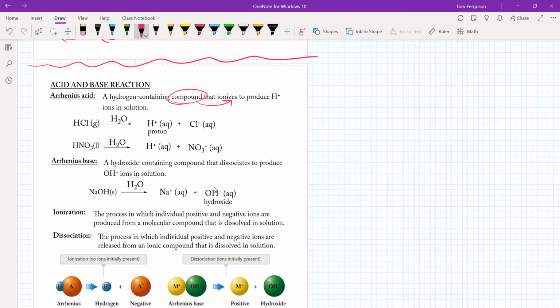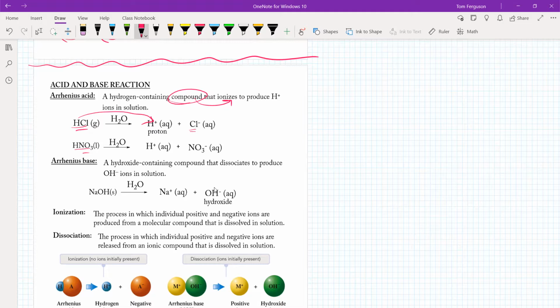For example, anything with a hydrogen in it is capable of losing it. The question is, does it do it? If it does it, it's an acid. If it doesn't do it, it's a non-acid. So we have hydrochloric acid, nitric acid. This hydrochloric acid dissociates or ionizes the hydrogen to become H+. What's left over is chloride ion.